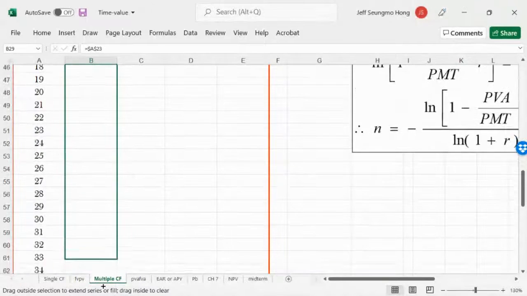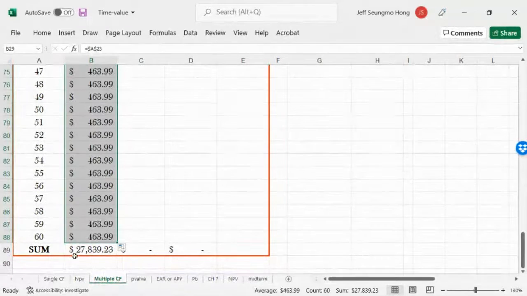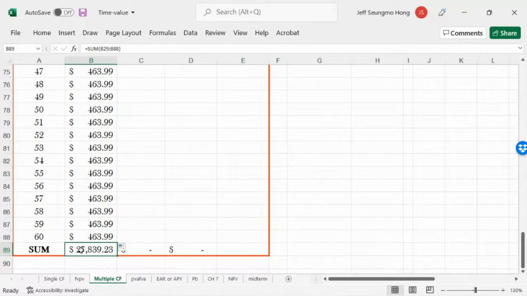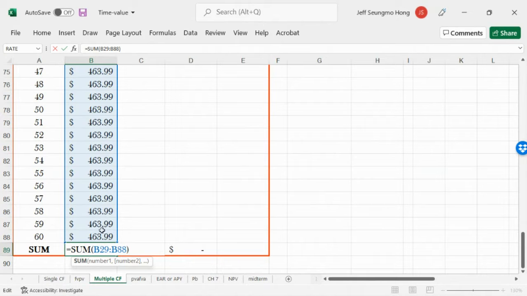So every month the payment is constant. When you do that, at the bottom, row 89, I have already entered the sum command. So I'm summing up all those payments. It will be there.